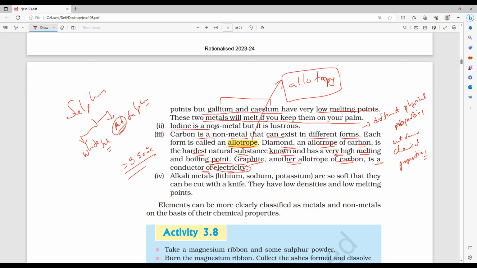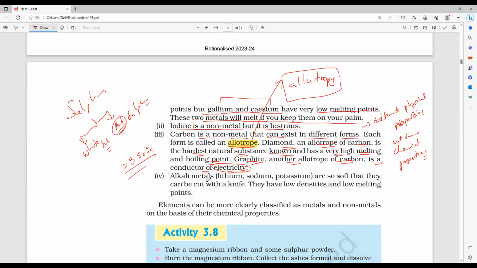Next, iodine is a non-metal, but it is lustrous in nature. Iodine and another one, what I told you, iodine and diamond. They combine the physical properties of non-metals with the metals, but you can separate them and study.